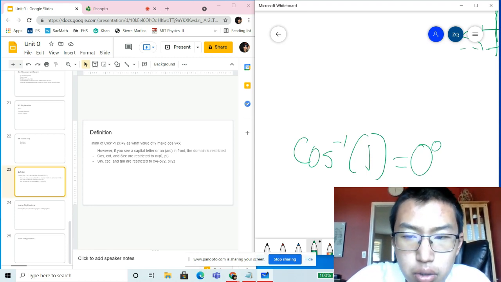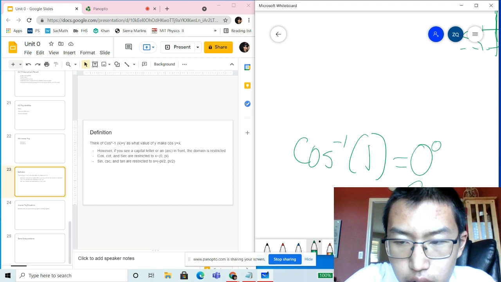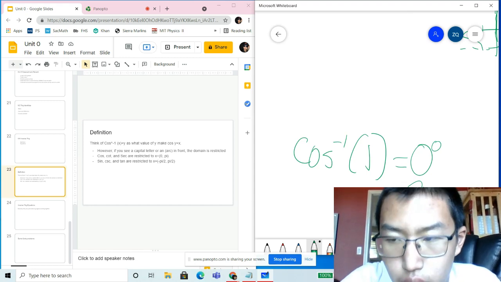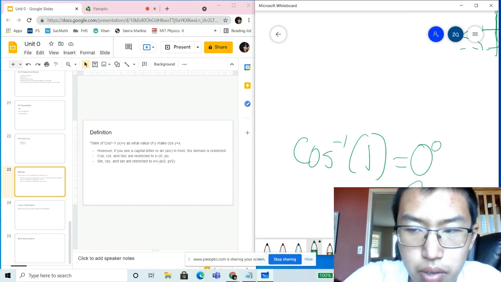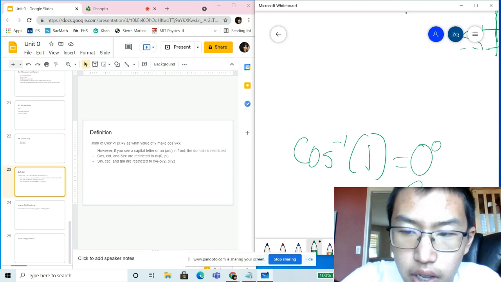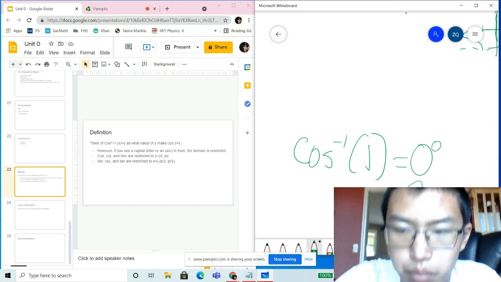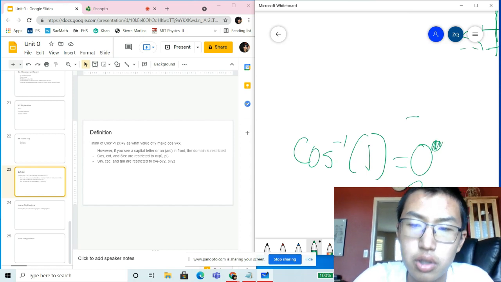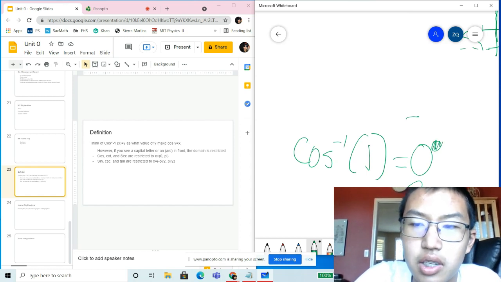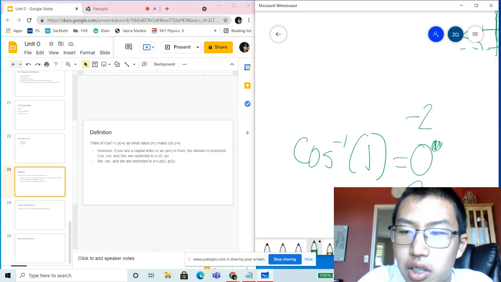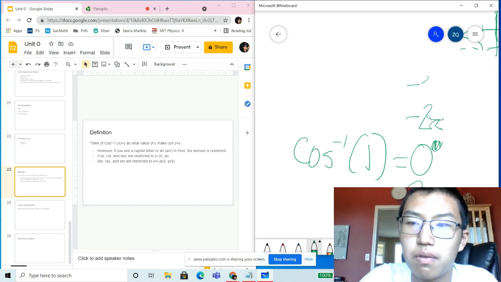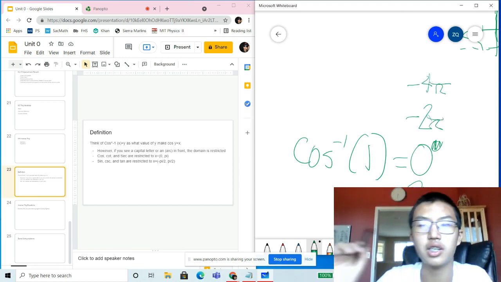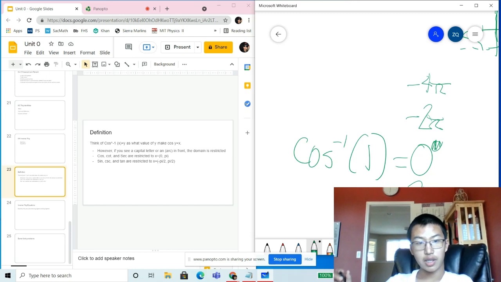However, it can also be 0 at 2 pi, because after you go around the circle, you're back to where you started. And it can also be 0 degrees at 4 pi. Inverse cosine can be 1 when theta is 0, 2 pi, 4 pi, or negative 2 pi, negative 4 pi, and so on and so on and so forth.